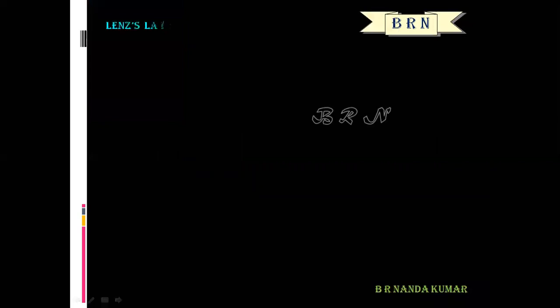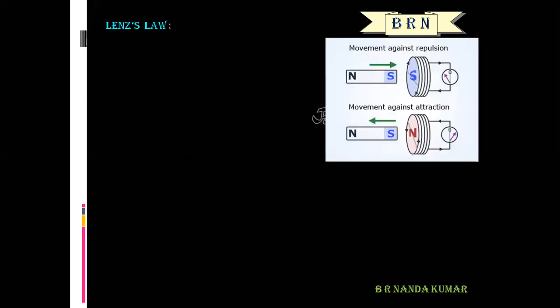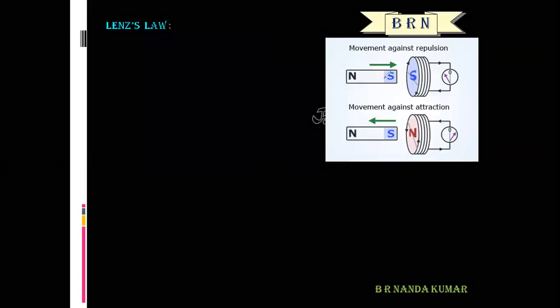In this class, first let us discuss the next very important concept, that is Lenz's law. This is a very interesting topic. First, let us consider a bar magnet. What is the meaning of a bar magnet? Any rectangular or cylindrical object that has a magnetic field is called a bar magnet, right?